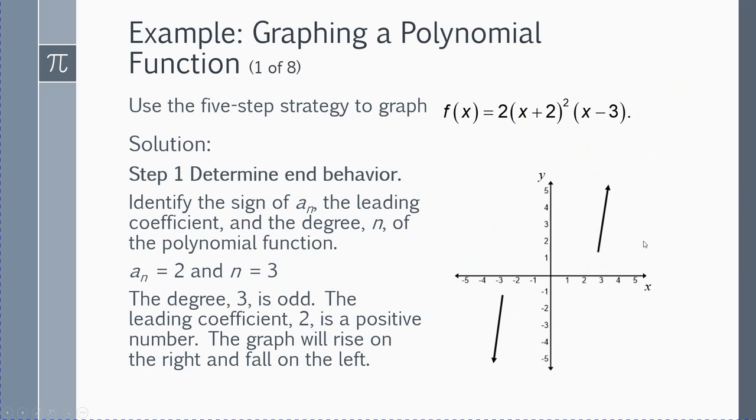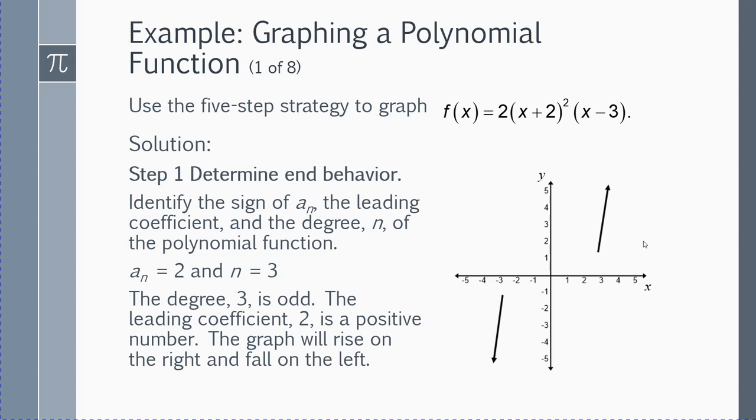All right, so here's the first one. I have this all written out for us in the lecture here. So I'm going to do this one, just walk you through it and explain each of the steps that are written out, and then we're going to do 2 by hand. Okay, so use this 5-step strategy to graph this. So f of x is equal to 2 times x plus 2, squared, times x minus 3.